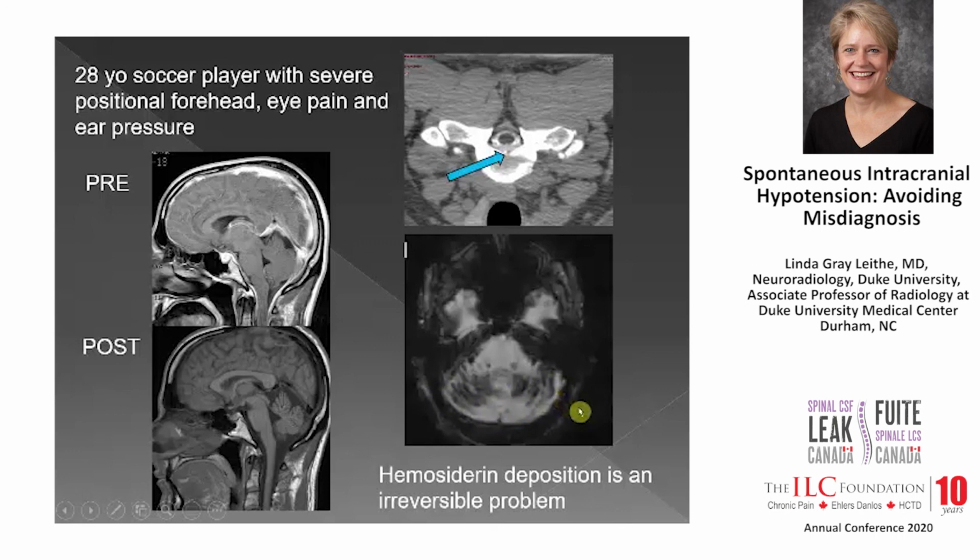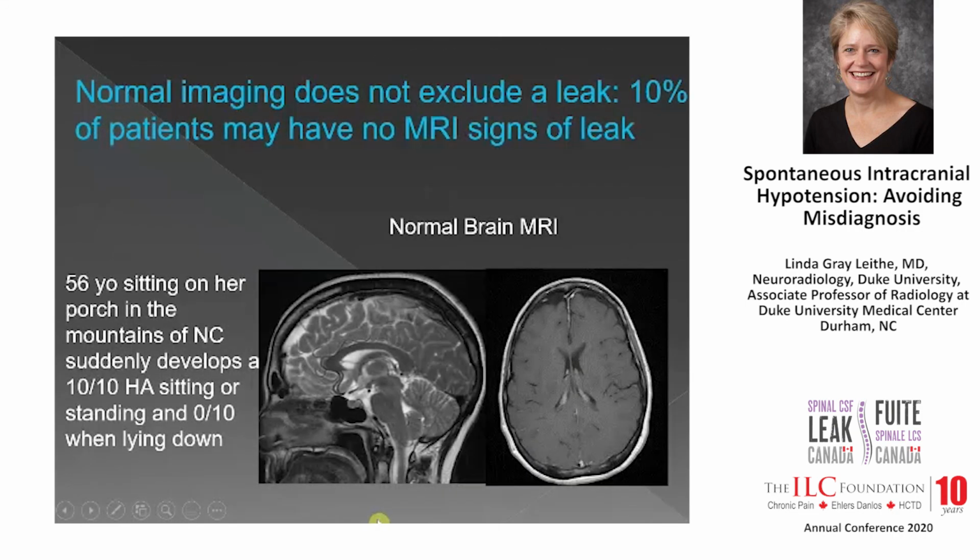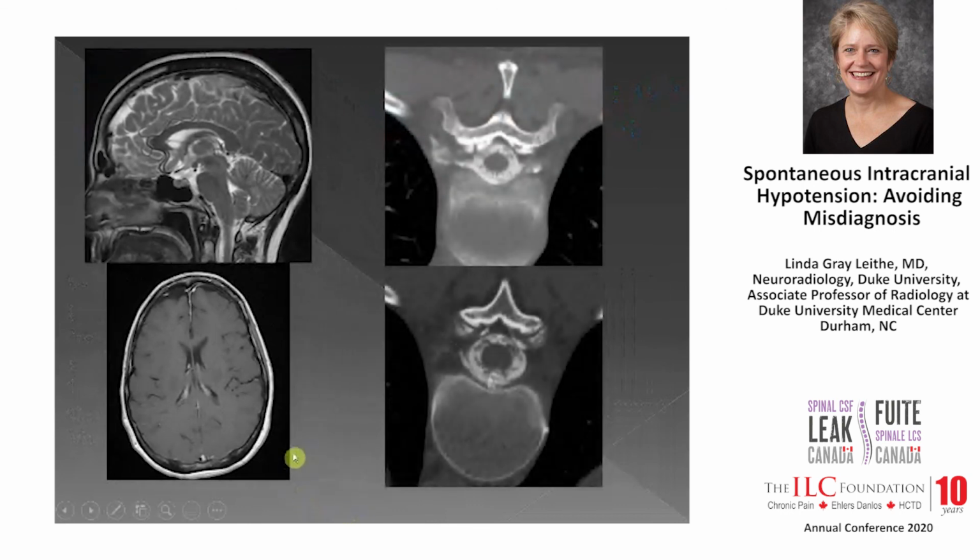Now, normal imaging does not exclude a CSF leak, and about 10% of patients may have no signs of a leak. And this was a 56-year-old sitting on our porch in the mountains of North Carolina who all of a sudden developed a 10 out of 10 headache when she was sitting or standing, but it went completely away when lying down. So, a classic kind of presentation. She's got a normal brain MRI. But what she did have, and what was causing her symptoms, was a CSF leak right here, which was due to this calcified disc in the thoracic spine, which had penetrated the dura. But she has a normal brain imaging study.